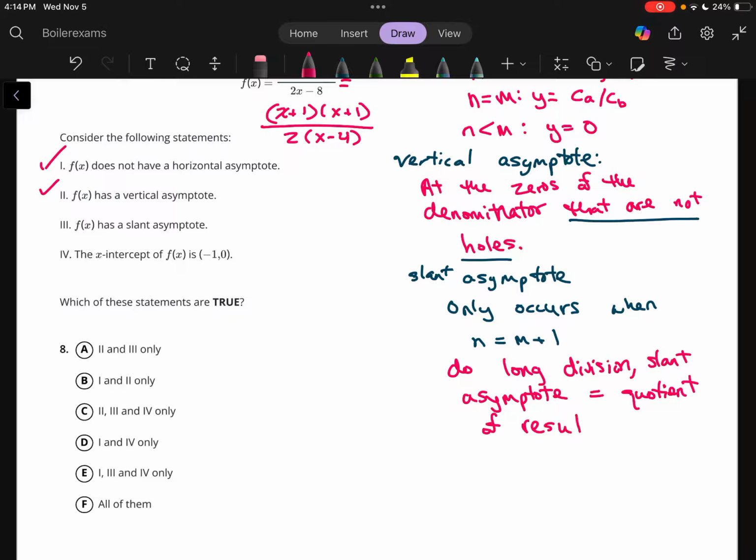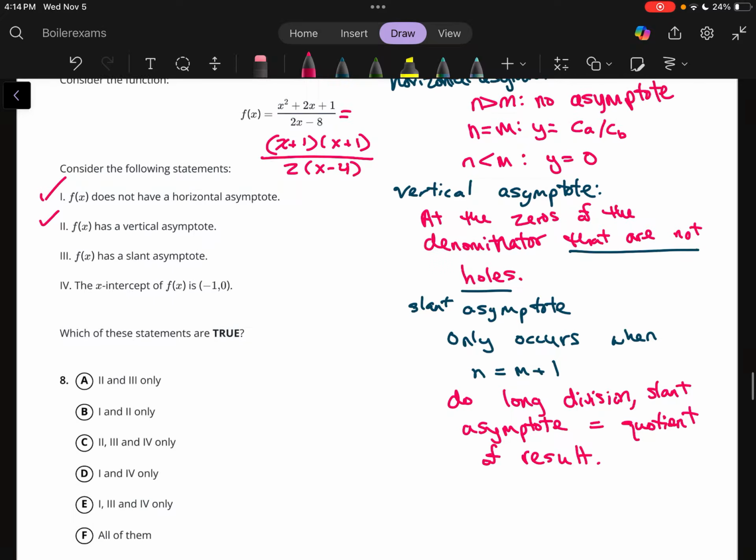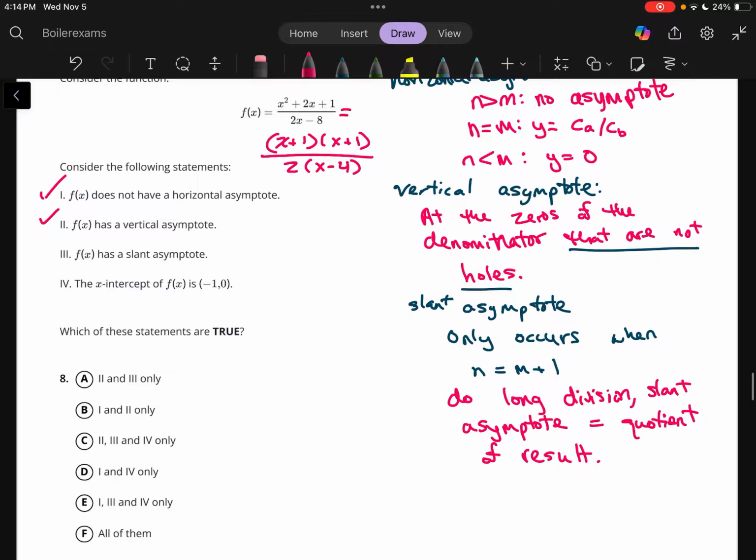In this case, we don't actually have to find the slant asymptote, we just have to check, is the degree of the numerator 1 greater than the degree of the denominator? The answer is yes, because we have a degree 2 polynomial in the numerator and a degree 1 polynomial in the denominator. So 3 is true.